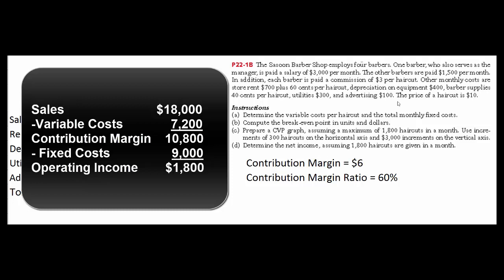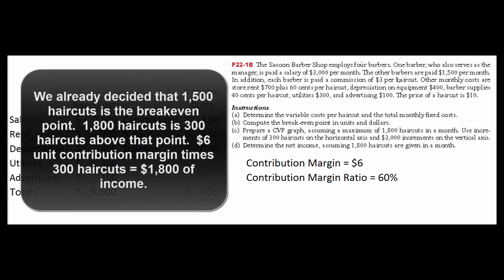Or you could just say, hey, wait a minute, if the break even is 1,500 haircuts, then all our fixed costs are covered, and that $6 per haircut above 1,500 in contribution margin goes straight to the bottom line. So $6 unit contribution margin per haircut times 300 haircuts gives us $1,800 worth of income. And that's really all there is to a simple cost volume profit problem.